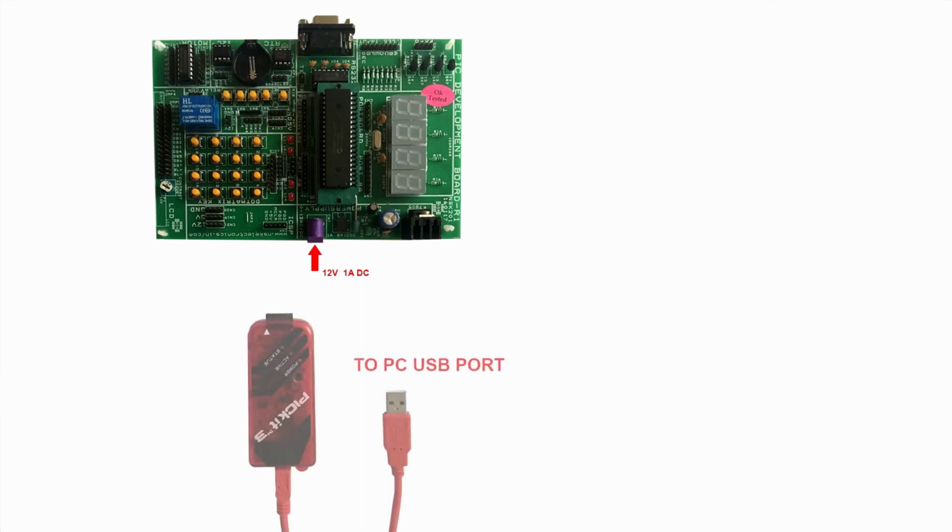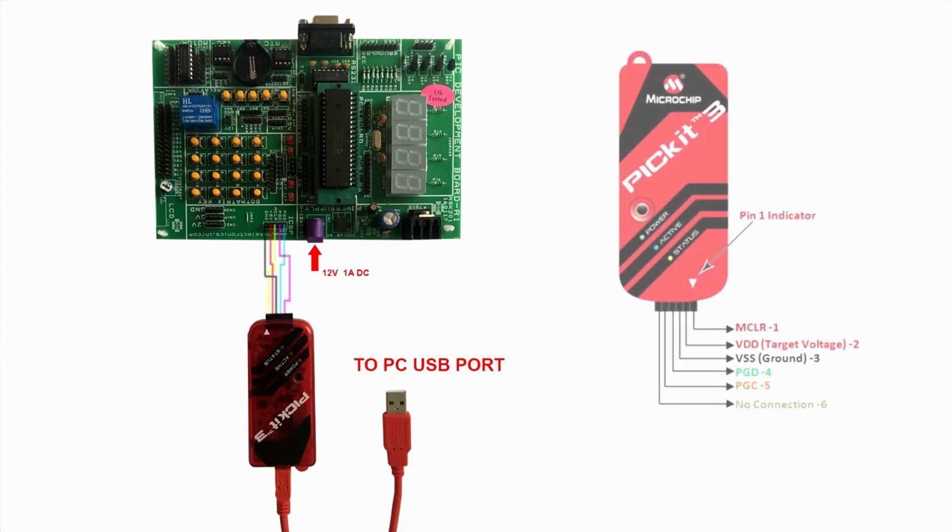For uploading the program onto the microcontroller, first power up the development board using 12V 1A adapter by this power jack provided in the development board, and then connect the PICkit 3 to the USB port of the PC using mini USB cable. And then the terminals of the PICkit 3 are connected to the microcontroller as per this circuit diagram.